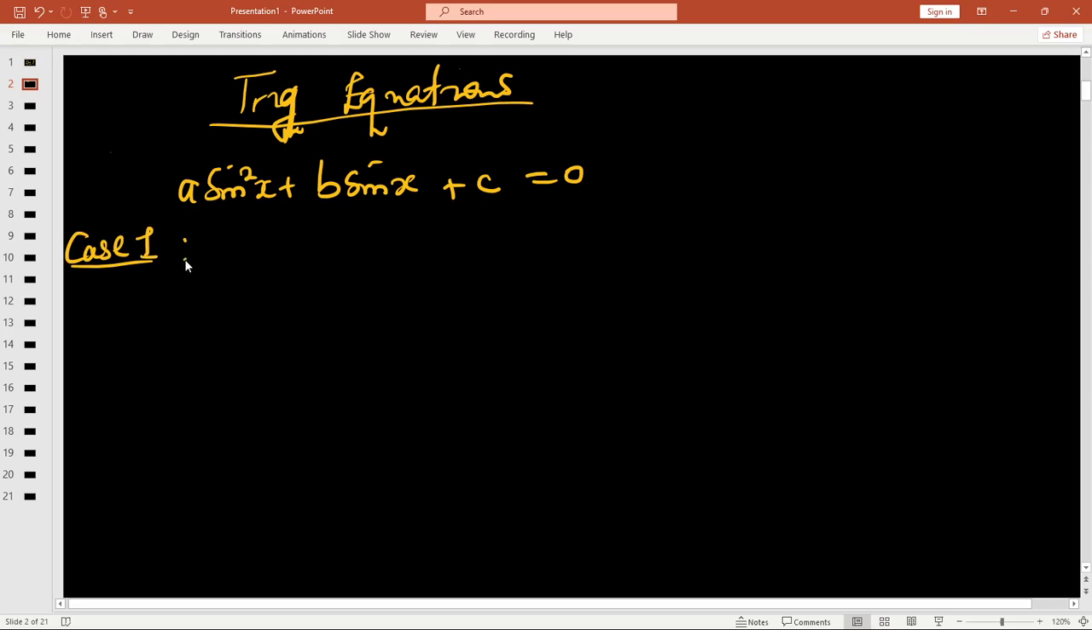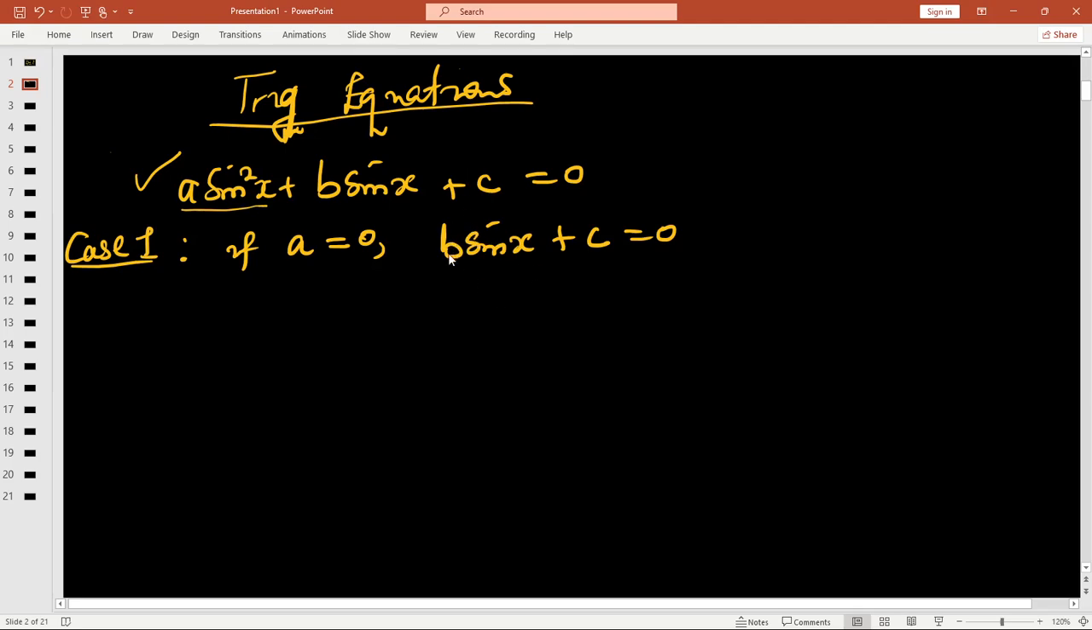Okay. So for case number 1, if a is equal to 0 here, we're going to have b sine x plus c equal to 0. So in this expression that we have on top, where there's a, if we substitute with a 0, this whole term is going to be 0, meaning we're just left with b sine x plus c.